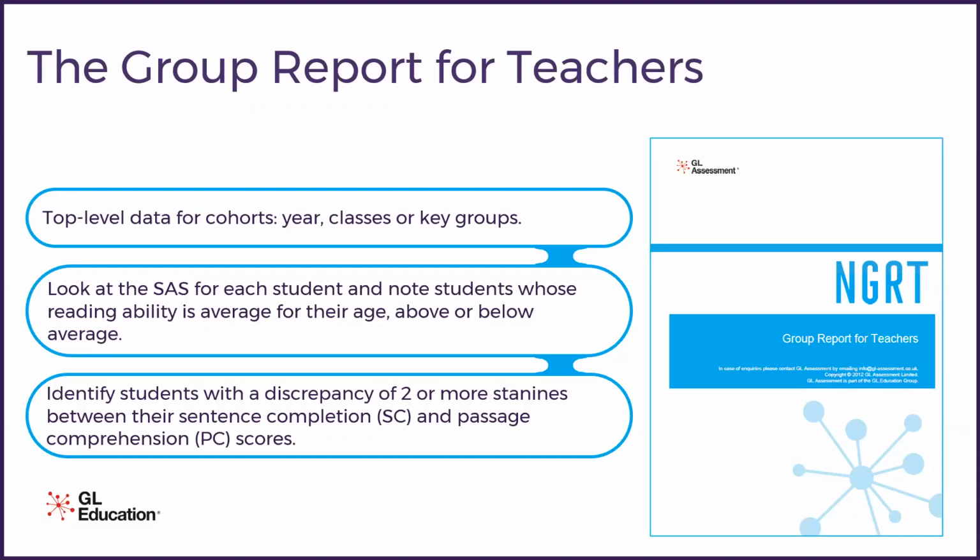You'll want to start by looking at the SAS for each student and note students whose reading ability is average for their age, above or below average. Finally, identify students with a discrepancy of 3 or more Stanines between their sentence completion, SC, and passage comprehension, PC scores.